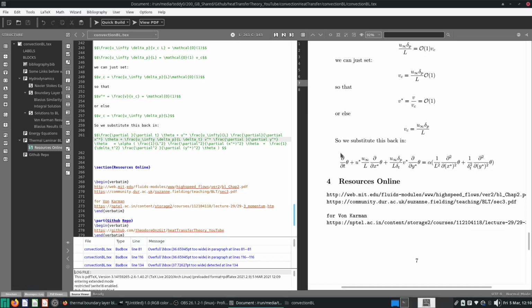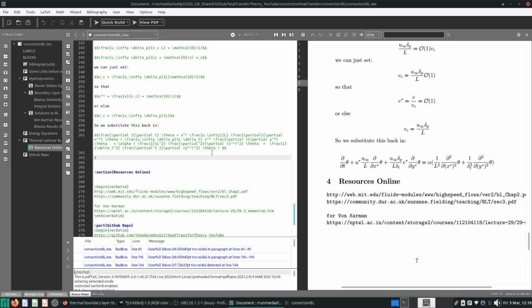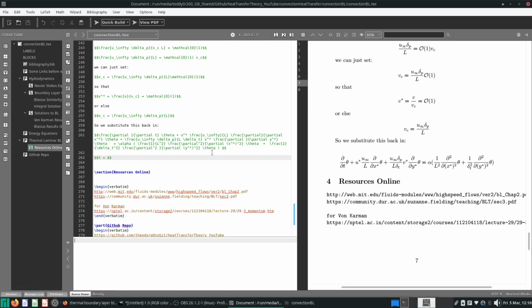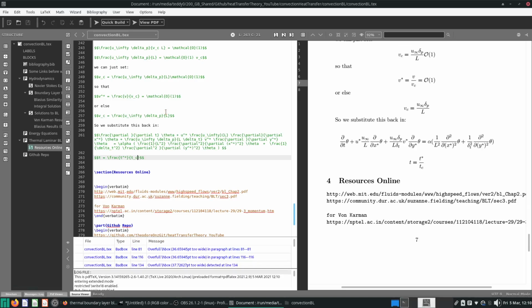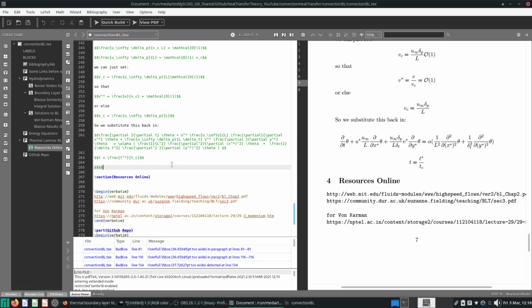Now we need to find a non-dimensionalization for time. Okay, t equals t star over t characteristic. What is the characteristic time? The characteristic time will be L over U infinity, right? Because this is the time scale.